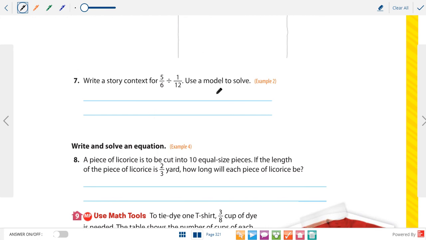Write a story context. Some of you were getting real funny with this today. I dig every bit of it.